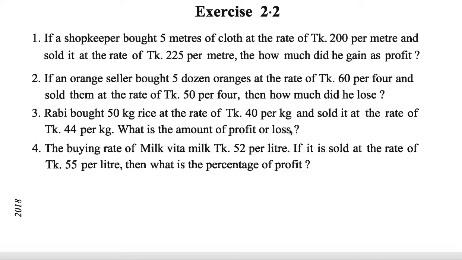If a shopkeeper bought 5 meters of cloth at the rate of 200 per meter and sold it at the rate of 225 per meter, how much did he gain as profit? Per meter he gained 25. There are 5 meters, so 25 into 5. Not a very big problem, so I can do it here. 125 taka, I am not putting the unit, so the answer is 125. That is the first problem.